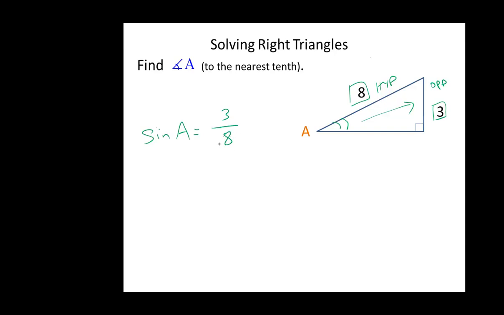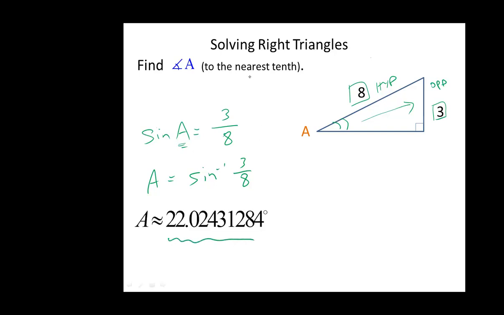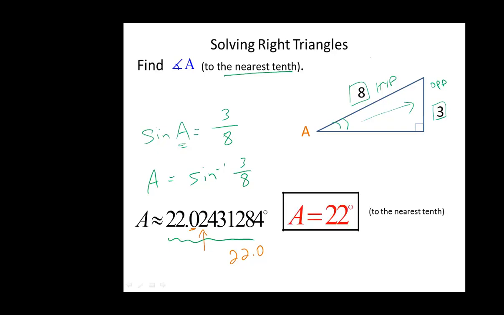And now I'm looking for this missing angle. So this is where I'm going to say A is equal to the inverse sine of 3/8. And you want to work that out on your calculator. Again, make sure you're able to work that out to come out to this answer here. Of course, this is many digits. We want to round to the nearest tenth. Here's the tenths place. I'm looking at the place after that, the next place over. That is not 5 or more. Therefore, it's not going to go up. I'm going to get 22.0. I don't really have to write the 0.0 if I don't want to. So here's my answer. A equals 22 degrees.